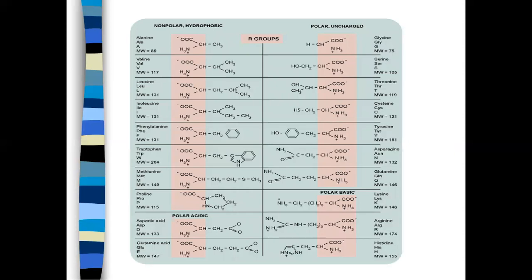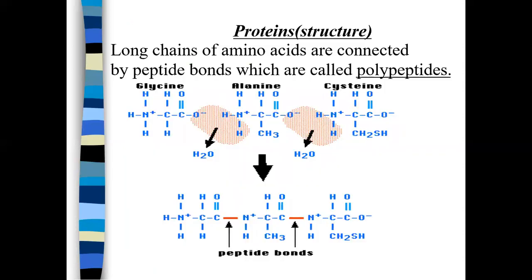These are the different R groups. Just change the R group to any other group and you will get a new amino acid, which will result in the formation of a new protein. Here is the structure of protein. Long chains of amino acids connected by peptide bonds are called polypeptides.